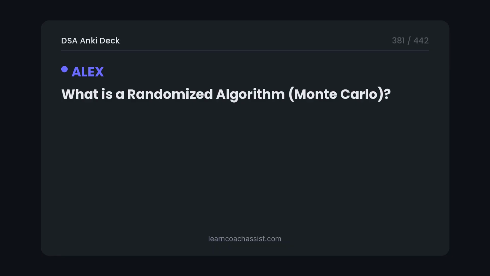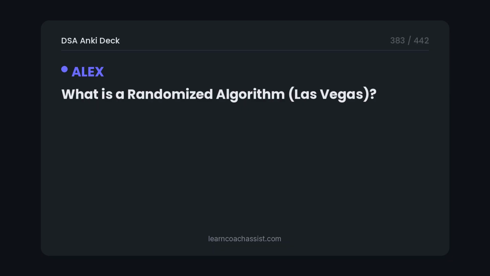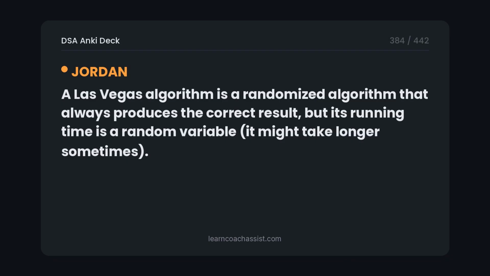What is a randomized algorithm, Monte Carlo? A Monte Carlo algorithm is a randomized algorithm whose output may be incorrect with a certain, typically small, probability. Running it more times reduces the error probability. What is a randomized algorithm, Las Vegas? A Las Vegas algorithm is a randomized algorithm that always produces the correct result, but its running time is a random variable. It might take longer sometimes.